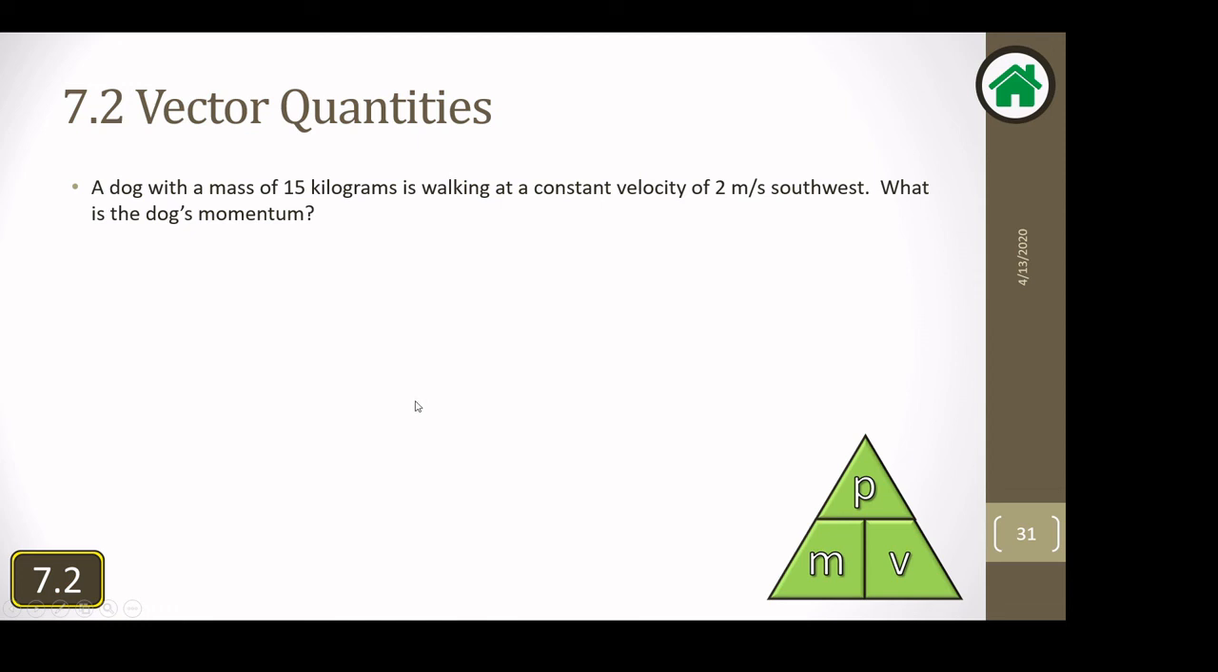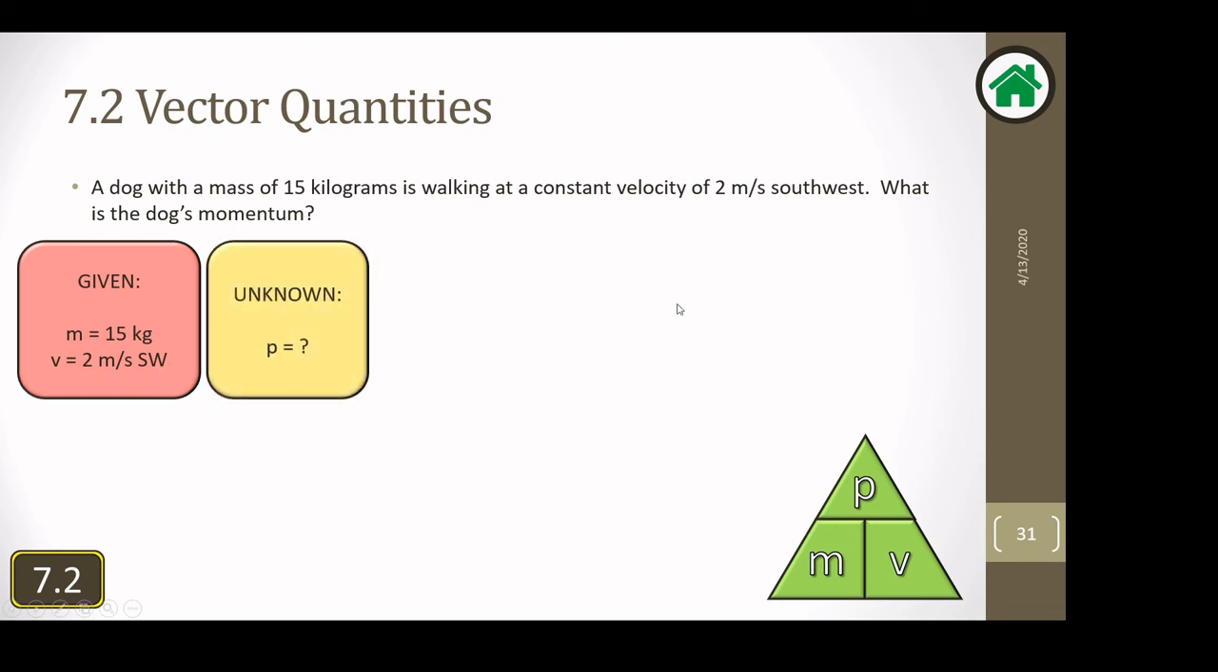So let's do a word problem with momentum. A dog with a mass of 15 kilograms is walking at a constant velocity of 2 meters per second southwest. What is the dog's momentum? So let's list the information that we've been given. The mass of the dog is 15 kilograms, and the dog's velocity is 2 meters per second southwest. I just abbreviated here, southwest SW. What is unknown is the momentum, P.